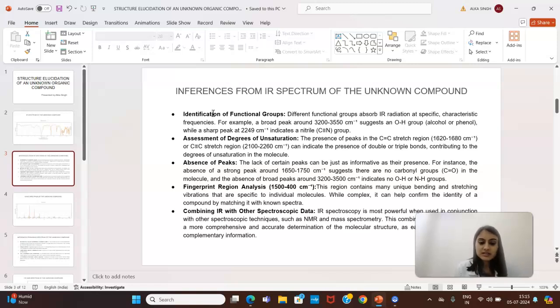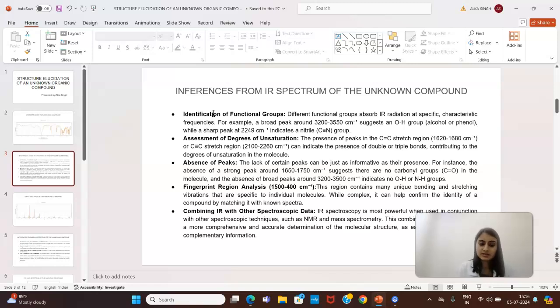The next is how we check the absence of peaks. The lack of certain peaks can be as informative as their presence. For instance, the absence of a strong peak around 1650 to 1750 suggests there is no carbonyl group in the molecule, and the absence of a broad peak around 3200 to 3550 indicates no OH or NH groups.